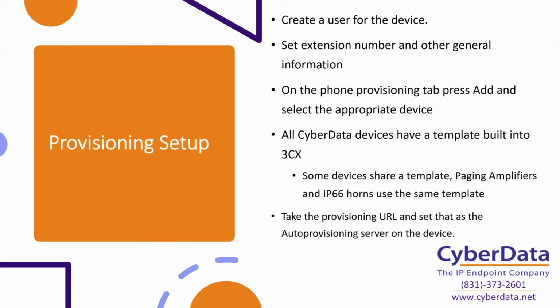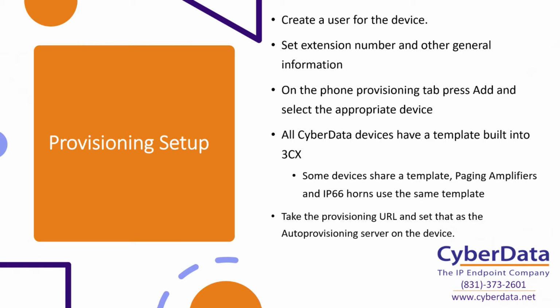To actually provision something, first you need to create a user for the device, so that 3CX can associate things like a name for that particular extension and an extension number. If you want, you can set up other things like, if the unit goes offline, you can have 3CX send an email to an email address, all that good stuff that you would expect during a regular extension setup.